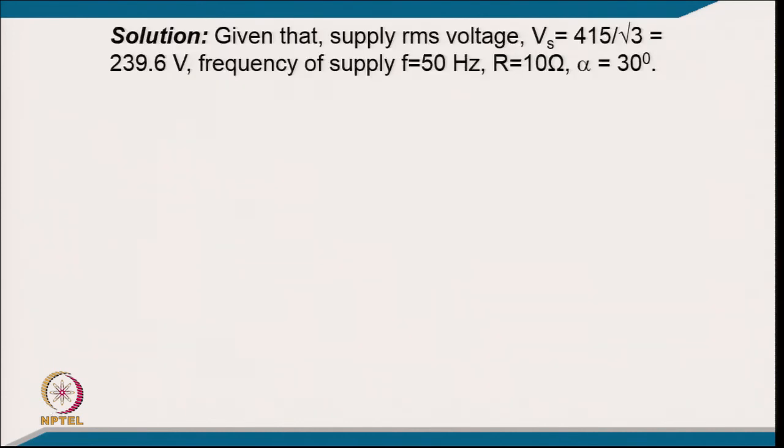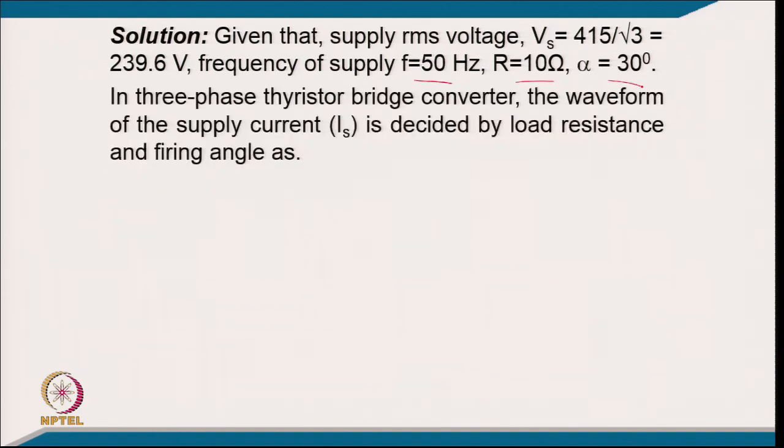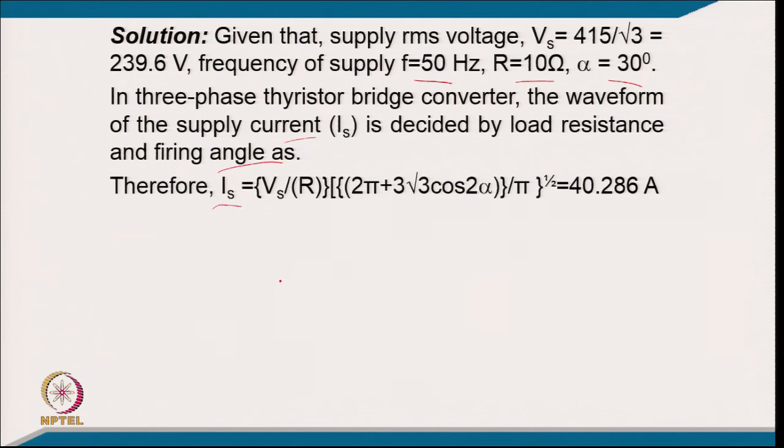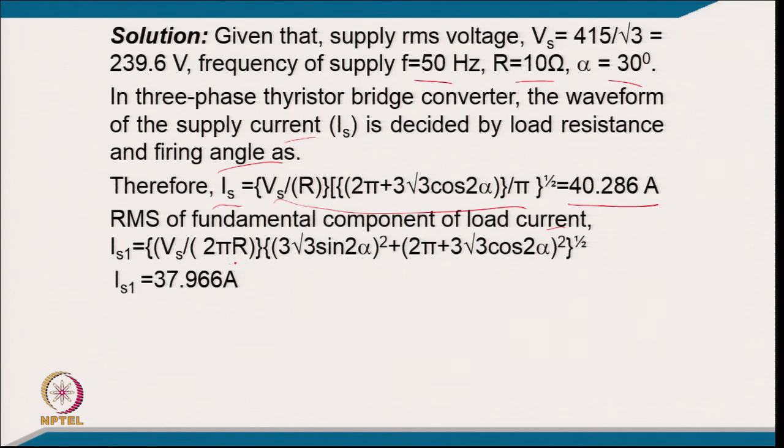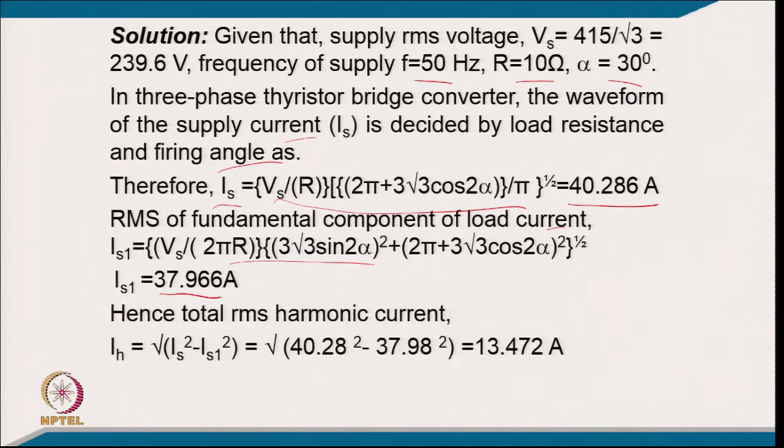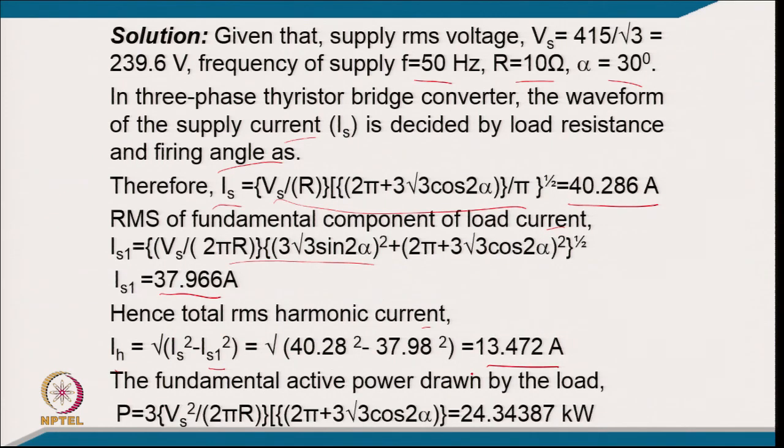So, coming to the numerical part of this solution, given that the supply RMS voltage is 415 by root 3, that is 239.6 volt, 50 hertz, resistance 10 ohm, and fire angle 30 degree. In a 3-phase thyristor bridge converter, the waveform of AC supply current is decided by the load resistance and fire angle. So we can find the RMS current from this relation for resistive load, and it comes to 40.286 ampere. The RMS of the fundamental component of current, IS1, from this relation comes to 37.966 ampere, and hence the harmonic current will be IH equal to square root of IS square minus IS1 square. So it comes to 13.472 ampere.